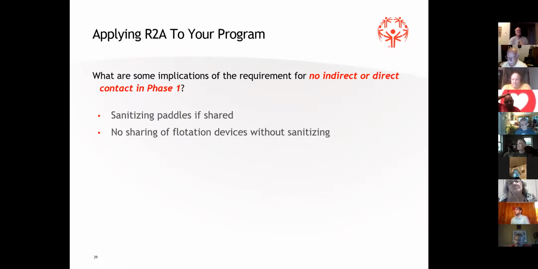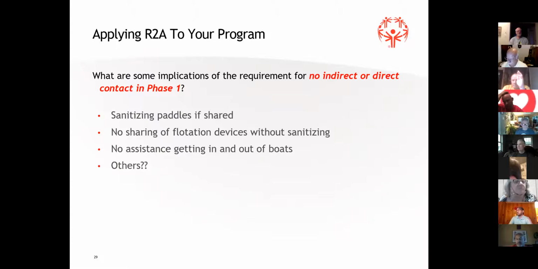But again, think about the touch points that you have when it comes to indirect contact and direct contact for your facility. It's going to be different for everyone's programs that go through.